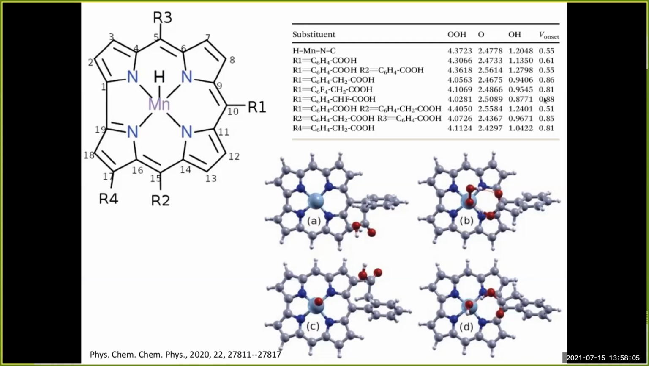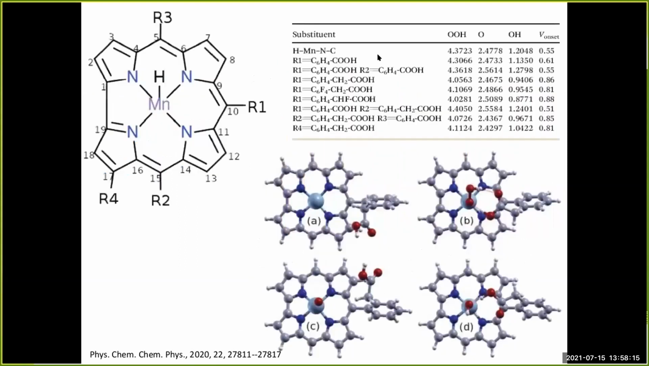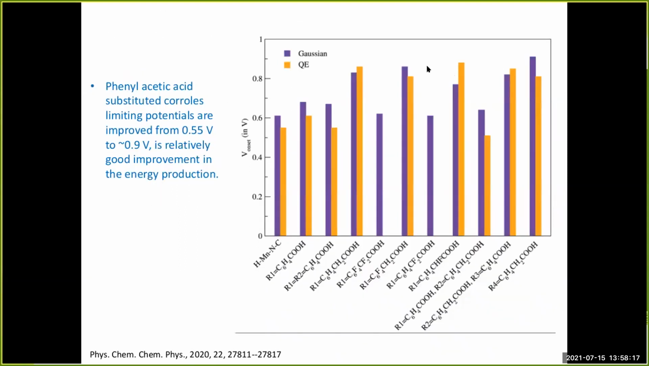So from this, we can tune and control the electrocatalytic activities towards the oxygen reduction reaction. This is the same plot, and this is the data I have plotted here. It is immediately seen that phenylacetic acid improves the electrocatalytic activities more when compared to benzoic acid.